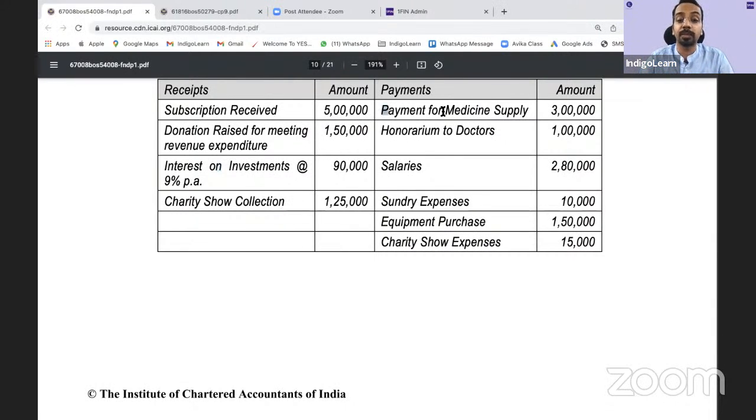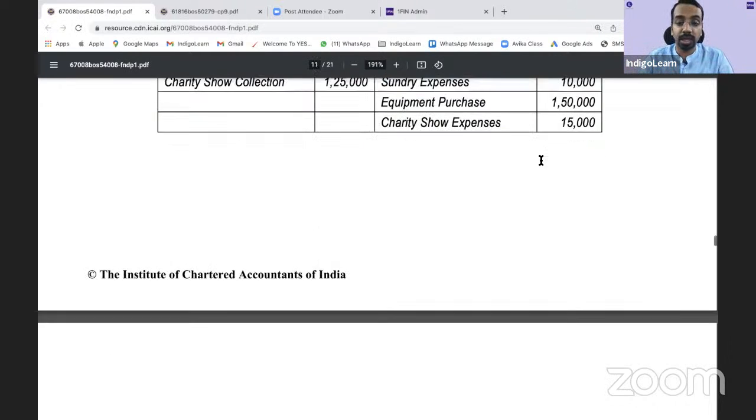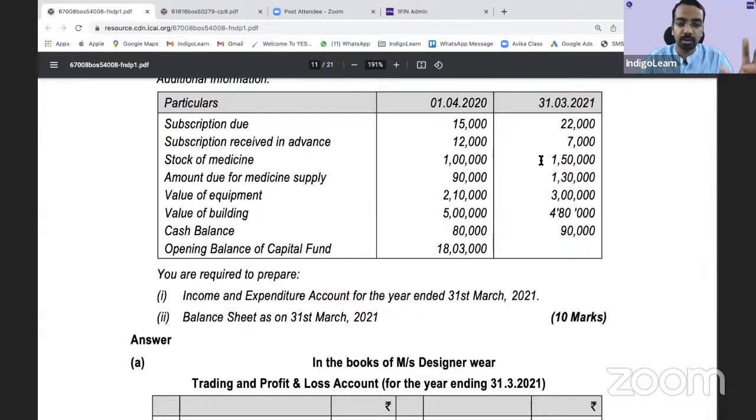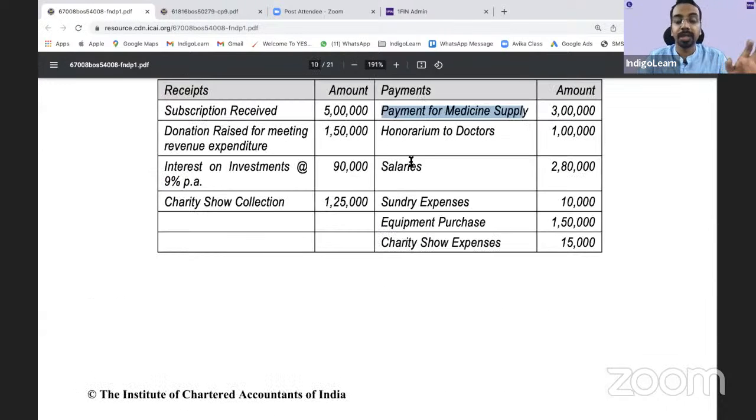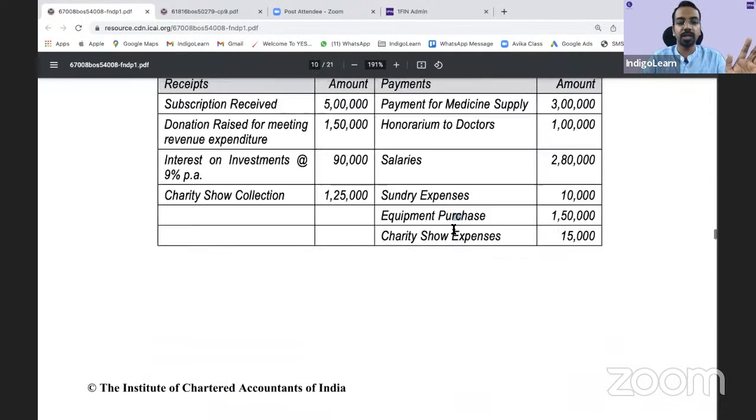Payment for medicine supply, there is an adjustment to this, so we will have a working note for this. Honorarium to doctors, was there anything outstanding? There is nothing outstanding, so no adjustments for that. Salaries, there is no adjustment. Sundry expenses, no adjustment. Equipment purchase, we will add it to the equipment account and calculate the depreciation, and charity show expenses, what has been given.